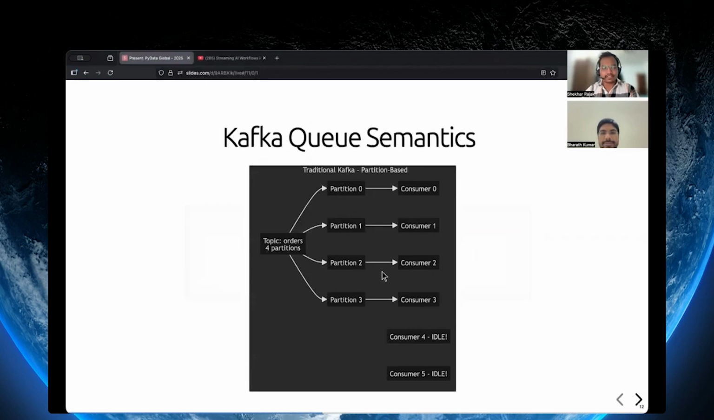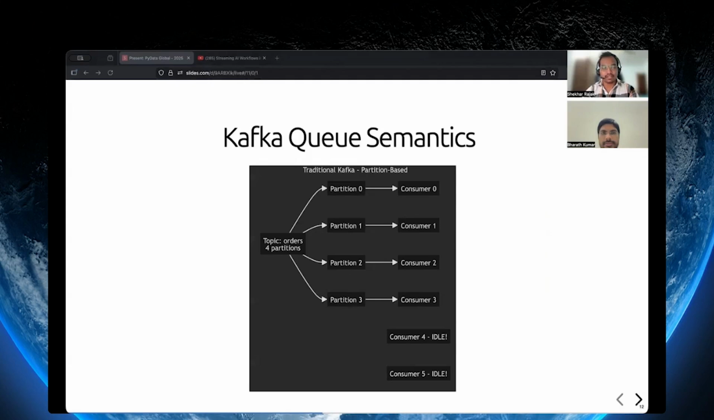So how does the traditional Kafka look? We have a Kafka topic, let's say with four partitions, and we want to read these messages from Kafka into Flink for processing. We can only parallelize up to the number of partitions. Basically, the maximum parallelism is not unlimited; it is bound to the partition count.